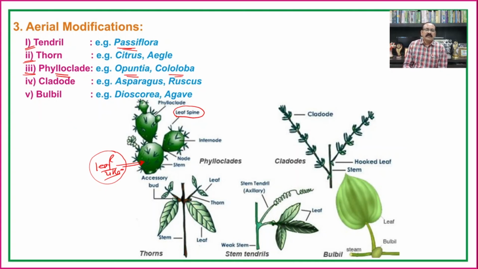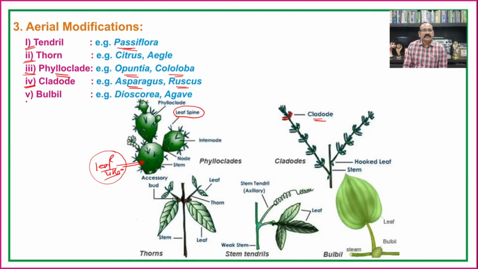In the fourth one, that is the cladode. In the cladode, here the stem is modified into small leaf-like structures, which is responsible for the process of photosynthesis, which is found commonly in Asparagus as well as Ruscus.